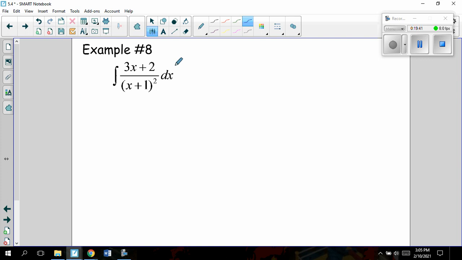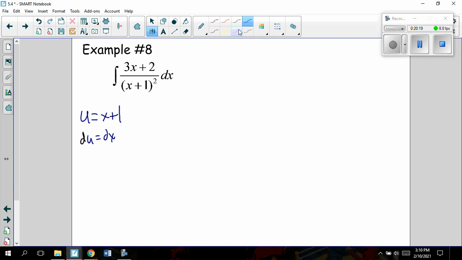All right, so I could split. Okay, I do have the 3x over this quadratic, and I could do the 2 over this. I actually don't have to do that in this case, and there's multiple approaches you could take, I will say. But in this case, let's try making your u be x plus 1. Okay, so we take our derivative, so du equals dx.